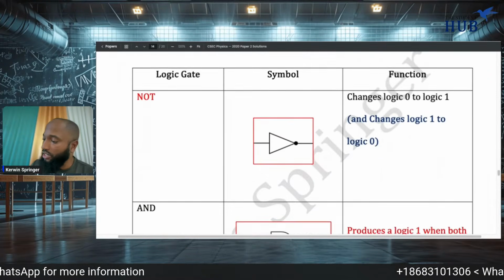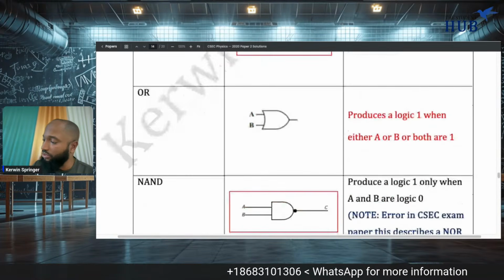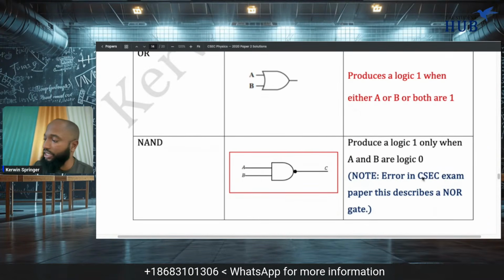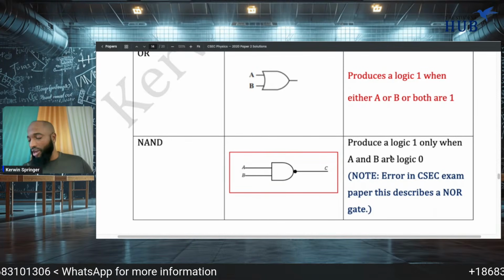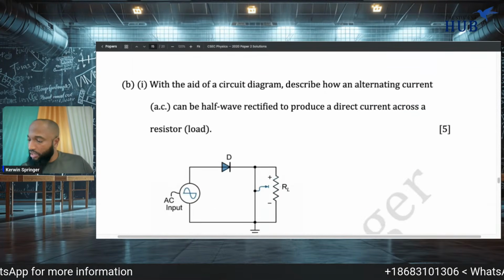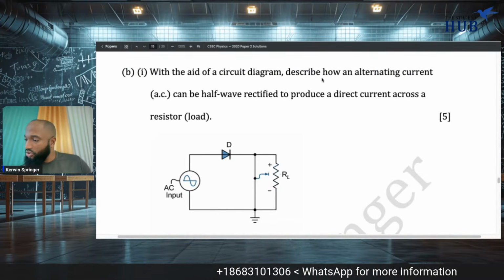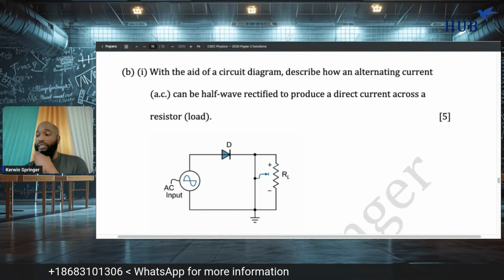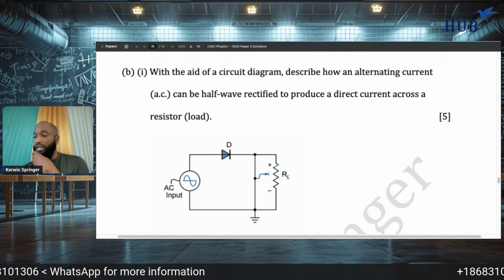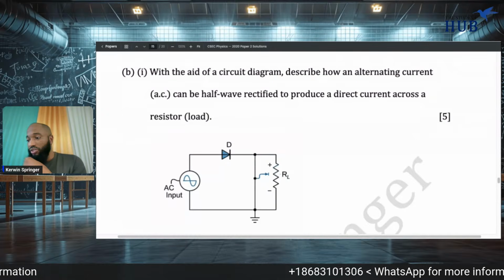All right, so back to logic gates again. This is a quick look at NOT, and there was an error in this question when it came. There was an error in the CSEC question here. So they described this badly. And then there is the circuit diagram. Describe how, so you see how it could come, the rectification for 5 marks, can be half-wave rectified to produce a direct current across a resistor load.